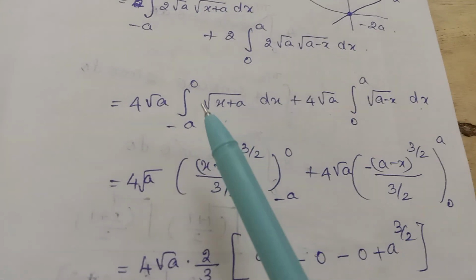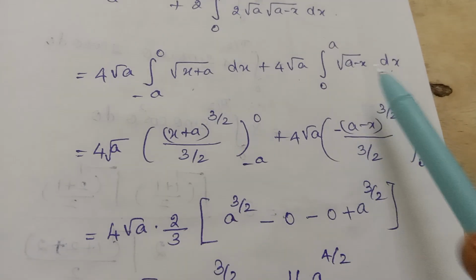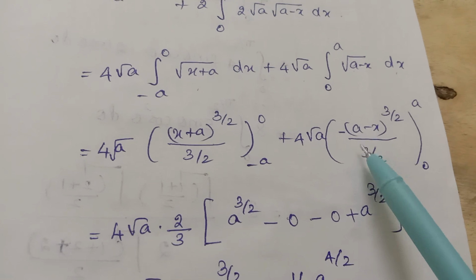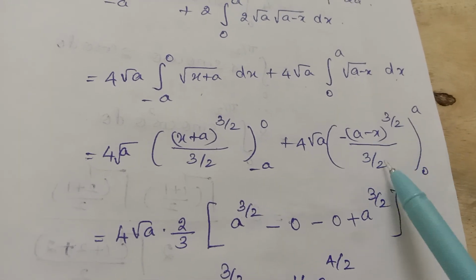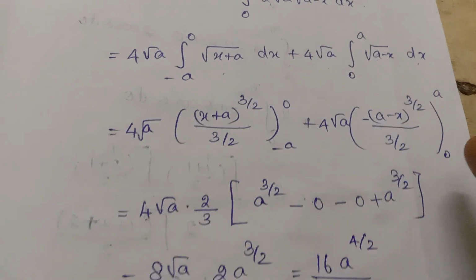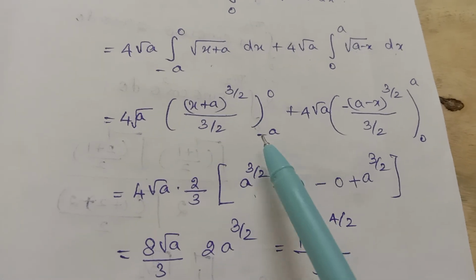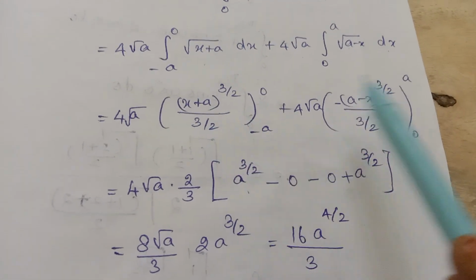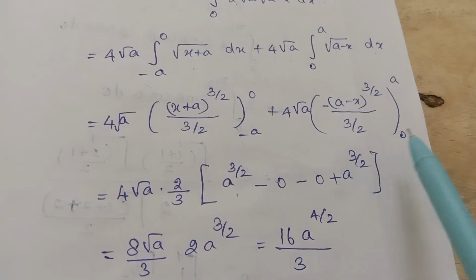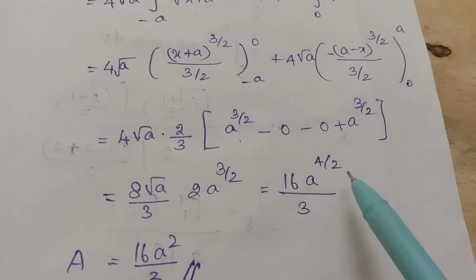Okay, right, this is root x plus a. Now what is the integration? X plus a power 3 by 2 by 3 by 2. Okay, and here it is root a minus x means what? A minus x the whole power 3 by 2 by 3 by 2 into minus 1, because it is a minus x, so 1 minus 1 will come here. Now you apply the limit. If you apply the upper limit, it will be simply a power 3 by 2. For lower limit, this term will be 0, and here upper limit value is 0, lower limit value is a power 3 by 2. So what I am getting? 16 a power 4 by 2 by 3, that is 16 a square by 3. Okay, right. Next problem.